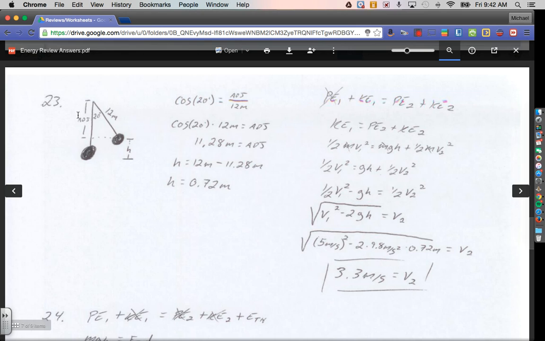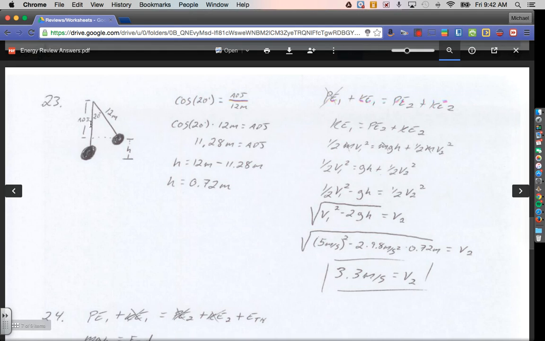We're just solving for the adjacent side of this right triangle, and to find the adjacent when we have the hypotenuse, we're going to use the cosine. So cosine of 20 degrees is the adjacent over the hypotenuse, which is 12 meters. I'm going to multiply the hypotenuse over to the left side, giving me cosine of 20 degrees times 12 meters will be 11.28 meters is the adjacent side of this triangle.